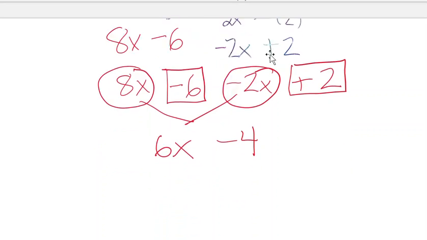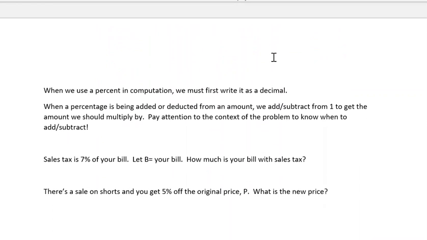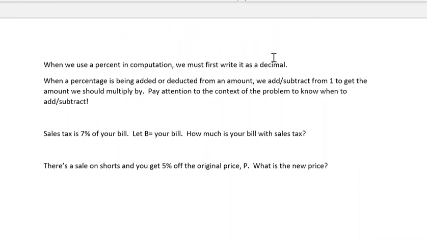Okay, something else to think about when you're writing expressions is a lot of times we have a percent that we need to represent algebraically. When we use a percent in computation, we must first write it as a decimal, and then you need to pay attention to the context of the problem to know when to add or subtract from 1, because multiplying by 1 is what keeps something the same.